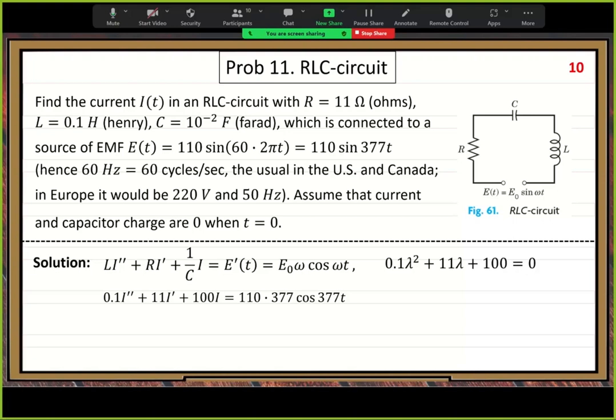Characteristic equation, left-hand side. After simplification, we can do the factorization like this. Factorization. So we can write y1, y2 immediately. Okay? I_H equals C1 y1 plus C2 y2.